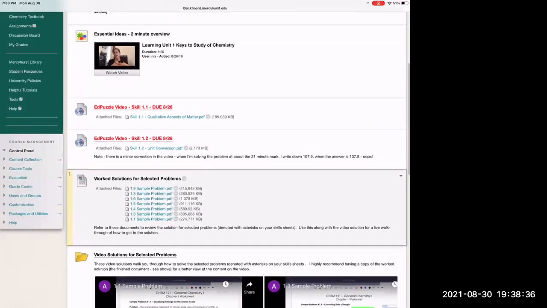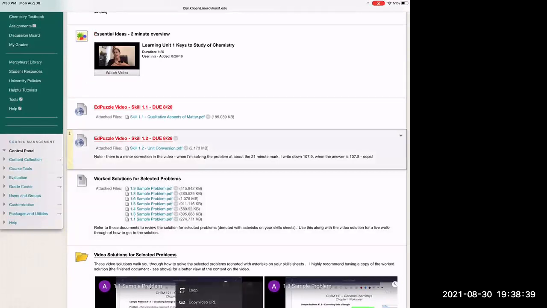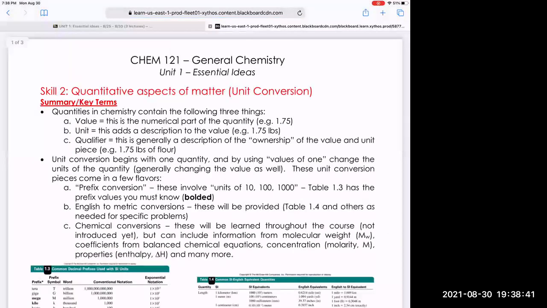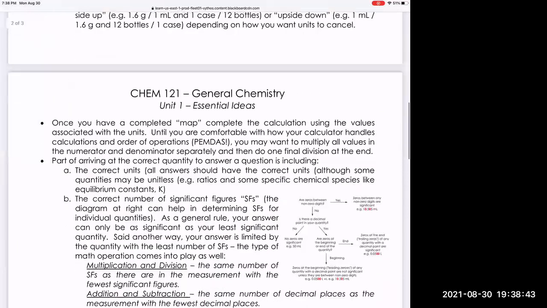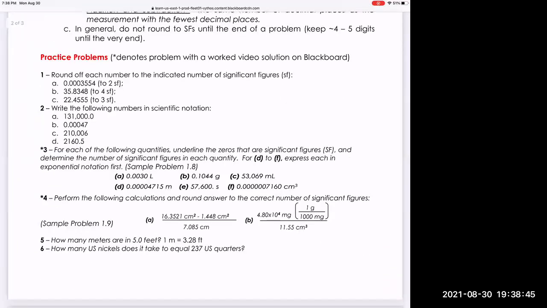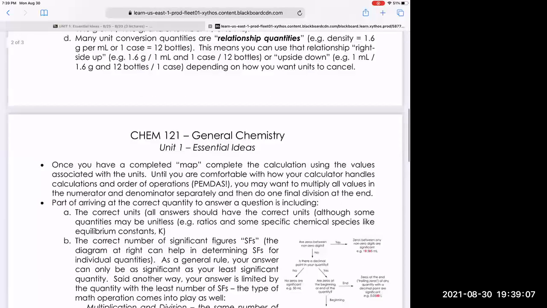So for example, we can see that some of these problems listed here have asterisks next to them. Okay, it's lagging a little bit. There we go. Do you see how it says sample problem 1.8? So problem 3 has sample problem 1.8 in parentheses at the end. If you wanted to try this problem on your own and see an answer key, you can see that on Blackboard.